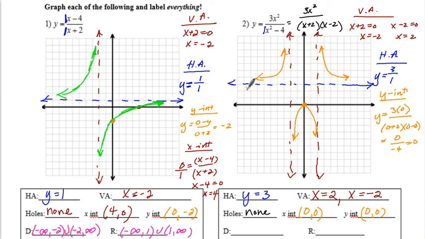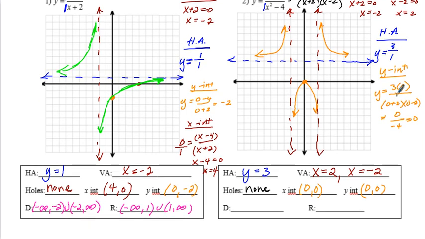This graph, if you're coming in from the left and seeing where it lives from left to right, it lives, lives, lives, takes a break at this horizontal asymptote, picks back up, lives, lives, lives, takes a break at this vertical asymptote, and then picks back up again and lives, lives, lives. So there are 2 breaks in the domain.